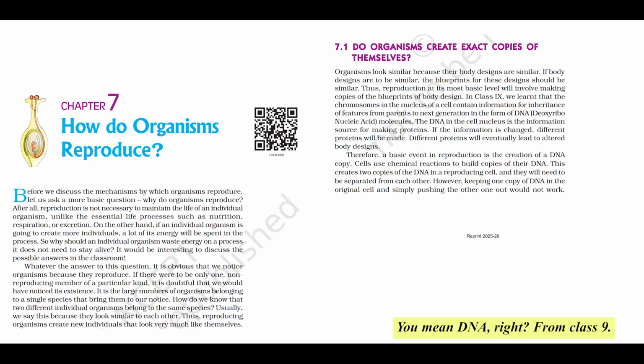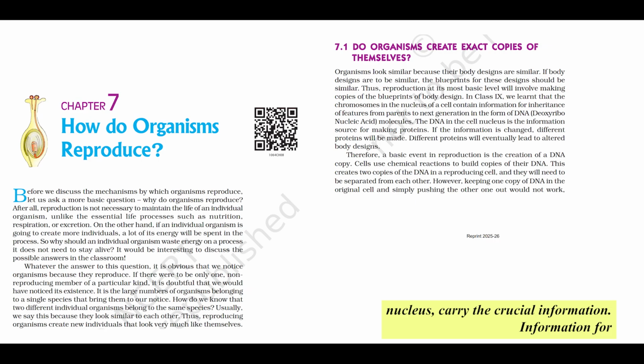Blueprints. You mean DNA, right? From Class 9. Exactly. You got it. From your Class 9 biology, you'll recall that chromosomes, those thread-like structures in the nucleus, carry the crucial information for the inheritance of features from parents to the next generation. This information is meticulously stored in the form of DNA, deoxyribonucleic acid molecules. The DNA within the cell nucleus is essentially the master information source. It holds all the intricate instructions needed for making proteins.